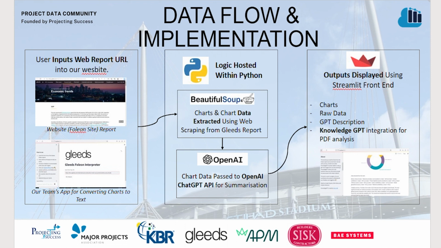This is then displayed using a Streamlit front end, basically a website front end, and it displays the charts that have been taken from the report URL, the raw data containing those charts, the GPT description of them, as well as a Knowledge GPT integration for PDF analysis. Now on to a little demonstration.